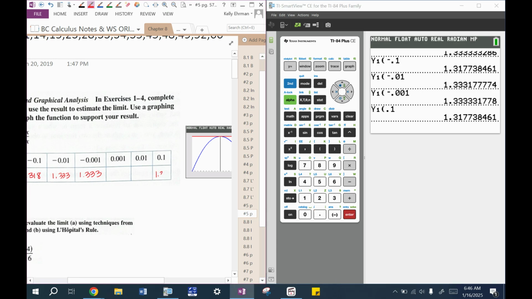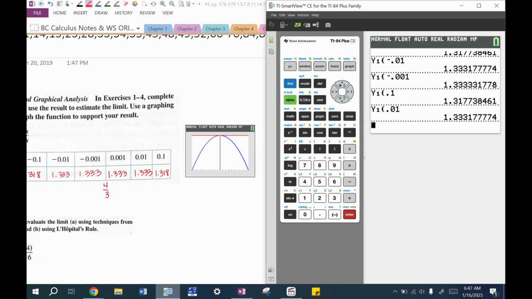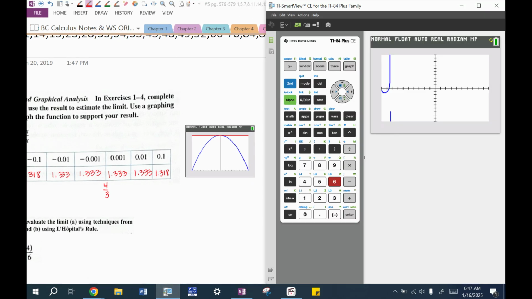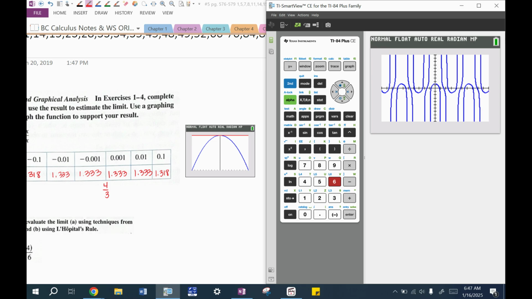Okay, it looks like we're getting kind of the same thing, y-axis symmetry. What if we plug in 0.01, 1.333, and same thing if I plug in the next one. So what does this look like? Well, this looks like 1 1/3 or 4/3 to me as we're getting closer and closer to 0 from both sides. If I look at this graph, I'm just going to zoom 6.